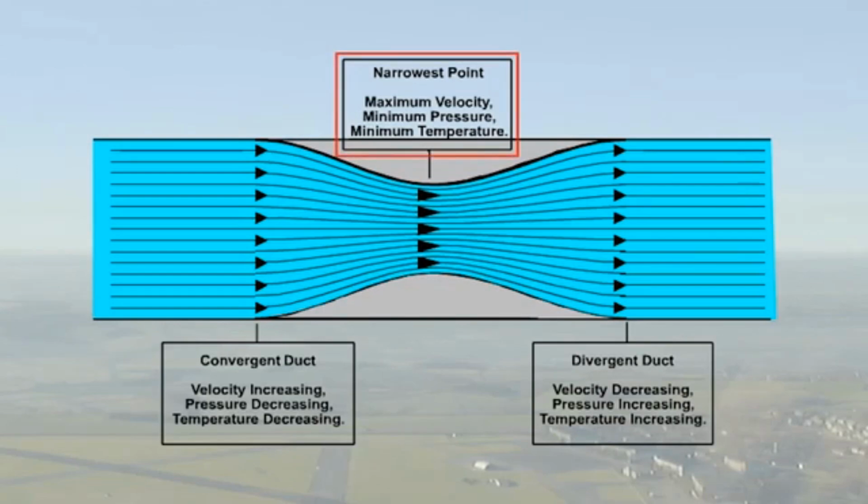As the air passes through the restriction of the Venturi, its velocity increases, causing a drop in pressure and temperature. The pressure drop at the throat of the Venturi is proportional to the mass airflow, and this is used to make fuel flow from the float chamber by placing one leg of the U-tube in the Venturi.